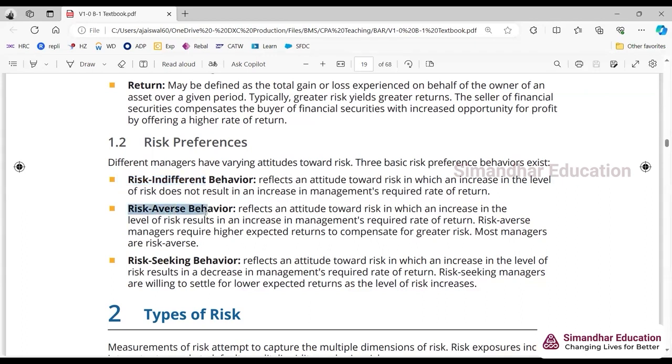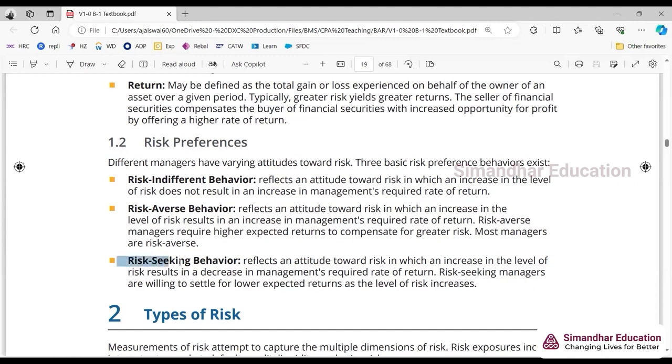Risk averse investors will look at the risk adjusted returns. You got the difference? Is anyone confused? I'm taking it slow because it's important also. The difference between risk averse and risk indifferent is understood.